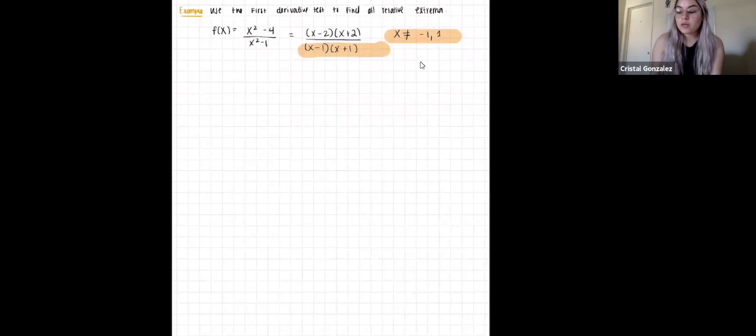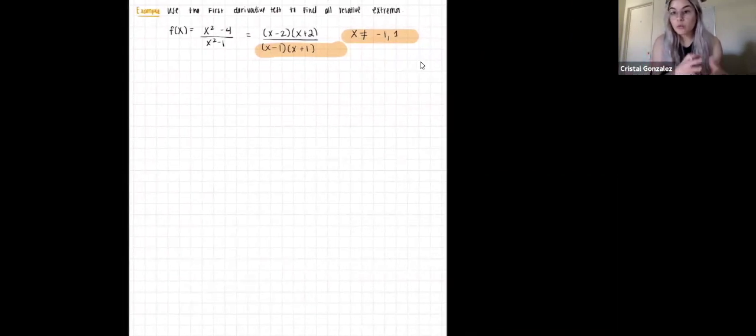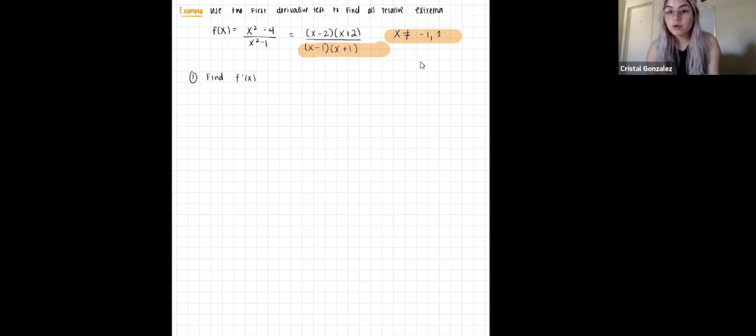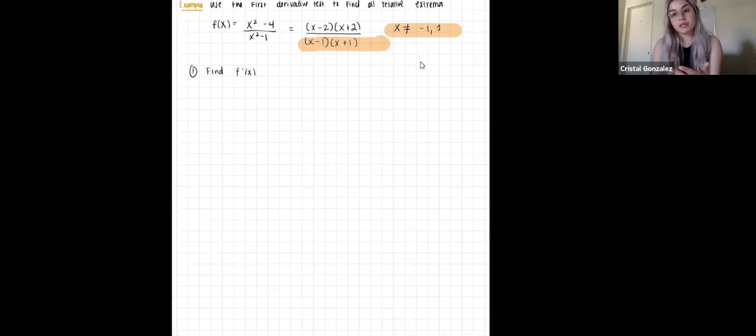Now that we've identified what is and what is not in our domain, we can go ahead and take the derivative. Remember that the first step to find your local extrema is to find the derivative. So we need to find f prime of x. Right here, I encourage you to pause the video and try to get the derivative yourself and see if it matches mine. I'm going to keep going, but go ahead and pause the video right now, and hopefully you end up at the same place that I did.